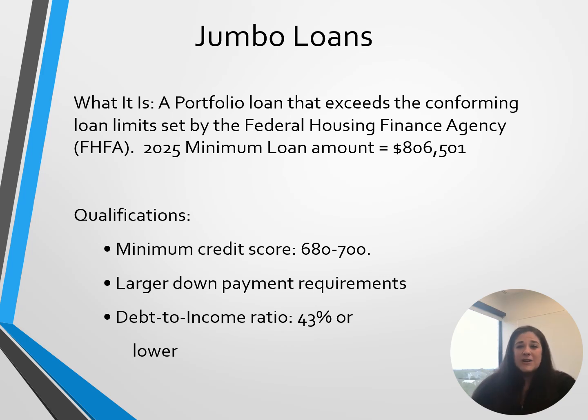The minimum credit score is a little higher on these even. Generally it's a 680 to maybe even a 700, depending on the investor. And they do require larger down payments. I think a lot of times it's a 10% down payment maybe. Sometimes there are some options that you can use, a second lien, things like that, to get it a little bit lower. And the debt to income ratio is lower as well. About 43% is the maximum that I've seen. Jumbo loans do differ per investor, and so each bank has different requirements. Each investor has different requirements that you have to fulfill to get that jumbo loan for that particular investor.